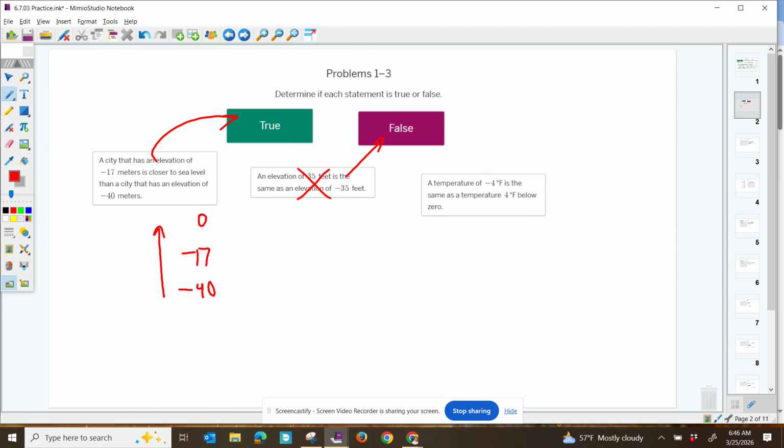The temperature of negative 4 is the same as 4 below 0. Yes, that is absolutely true. Negative 4 degrees is the same as 4 degrees below. So you don't say negative 4 degrees below. Negative 4 degrees below would actually be 4 degrees above. It gets crazy. Don't do it.